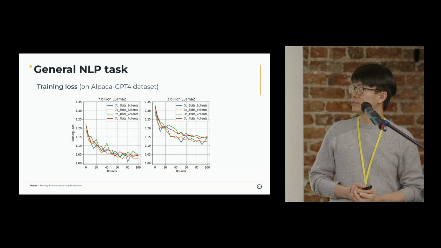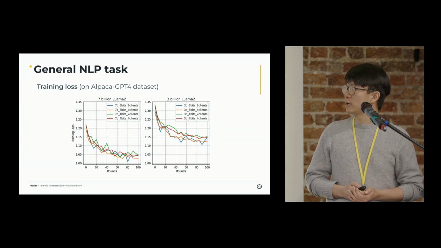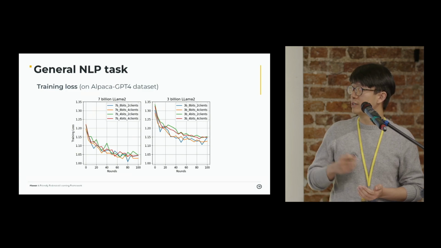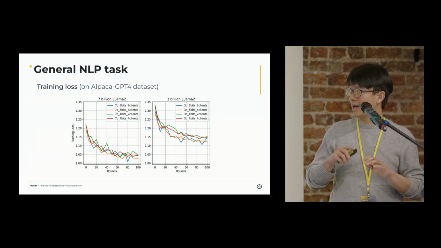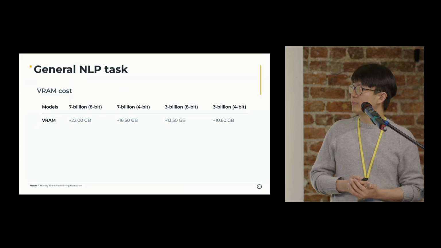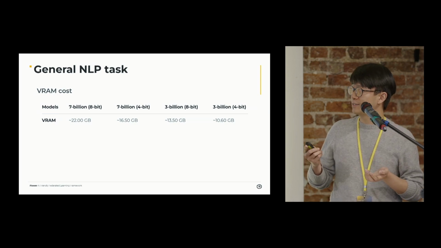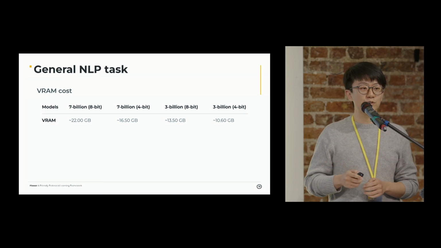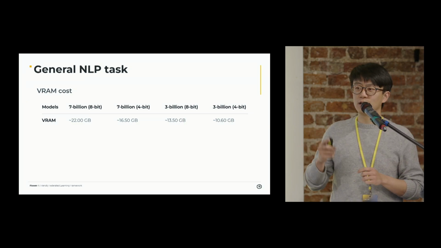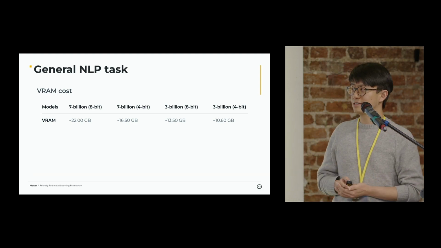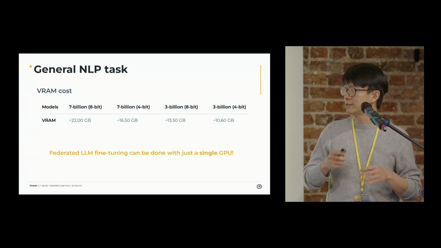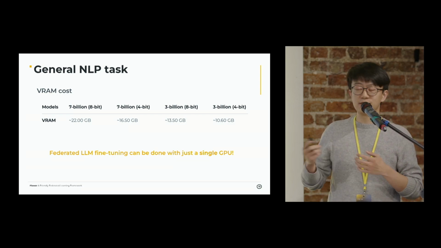We benchmarked 8 models here on the Alpaca GPT-4 dataset, and you can see the training loss shows a healthy dropping line in all settings. As for the VRAM cost, 22 gigabytes is enough to train the biggest model, and the smallest model only takes around 11 gigabytes. That means it's easy to do LLM federated fine-tuning with just a single GPU.